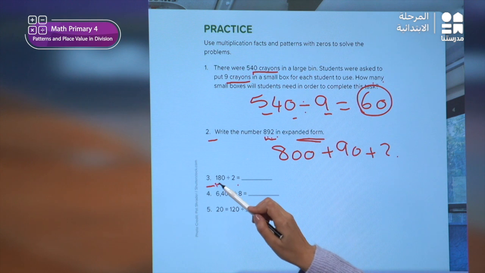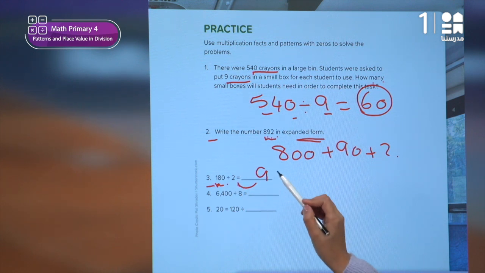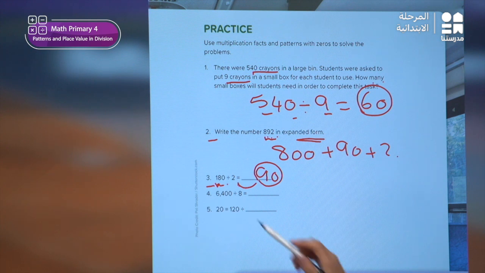يبقى أنا عندي دلوقتي ال 18 it is multiple of 2. So 18 divided by 2 equals what? Yes, all of us know that 18 divided by 2 equals 9. Why? Because 2 times 9 gives me 18. And then put the 0, so the answer is 90. Let's move now to problem number 4.